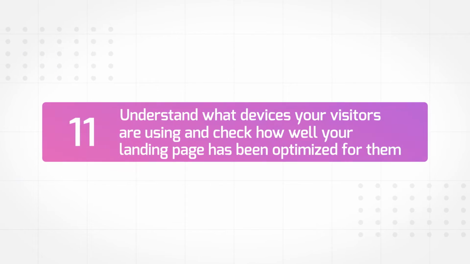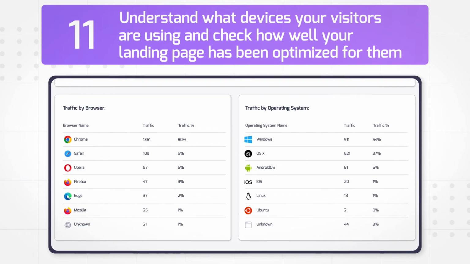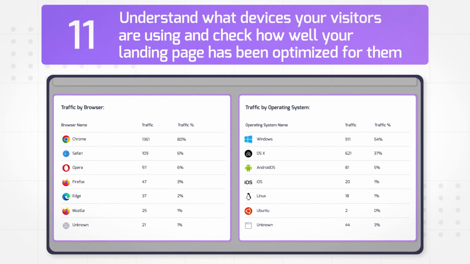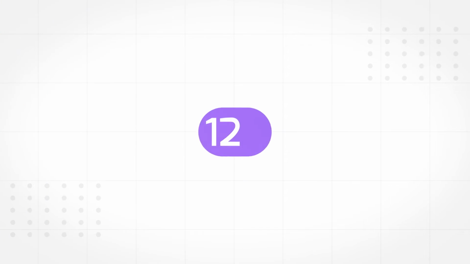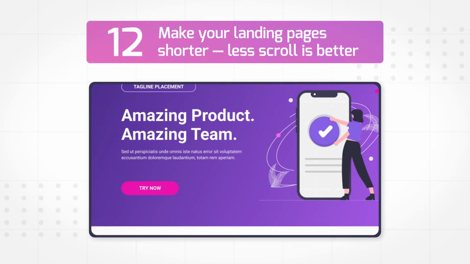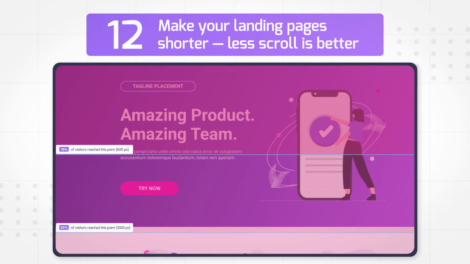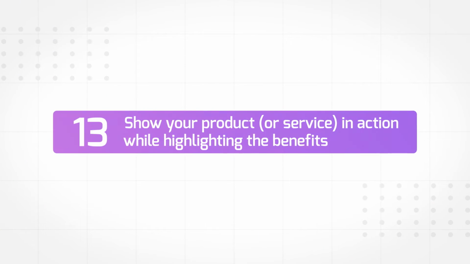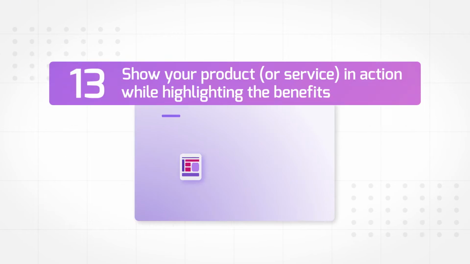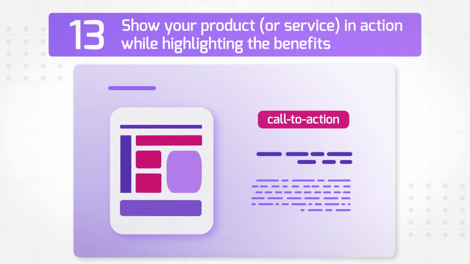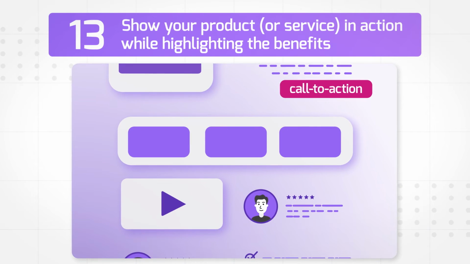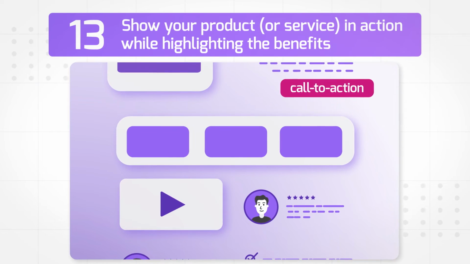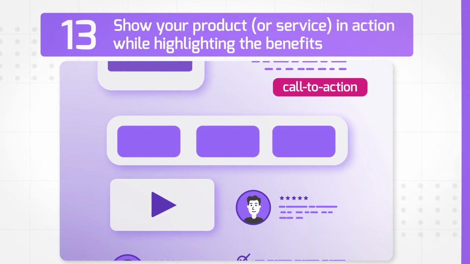Number 11. Understand what devices your visitors are using, and check how well your landing page has been optimized for them. Number 12. Make your landing pages shorter. Less scroll is always a good idea. Number 13. Show your product or service in action, while highlighting the benefits. It is crucial to use product screenshots, videos, and real-life use cases on your landing pages.